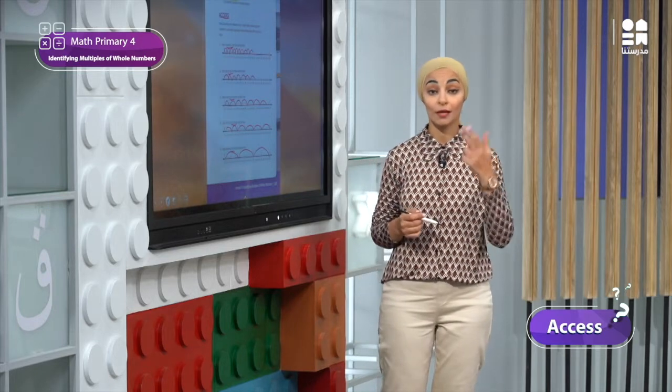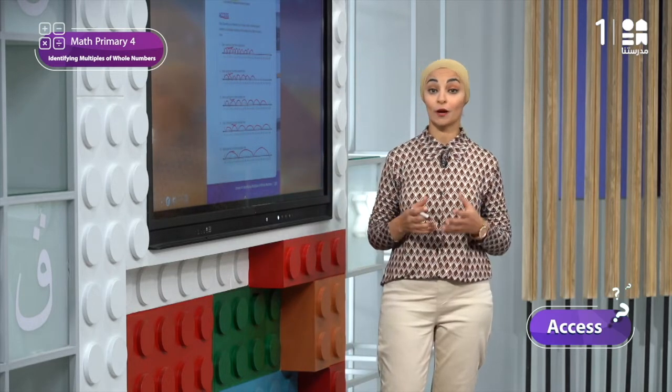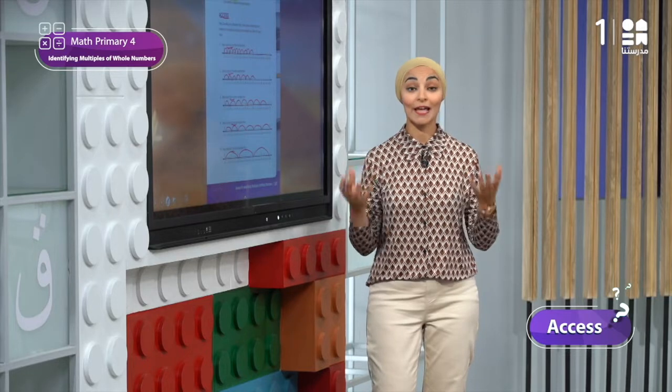Also, please note that when we skip count by a given number, we say that number itself. In the first number line, we said 2. In the second number line, we said 3. And also, in the third number line, we said 4. Why? This is because when we multiply any number times 1, the answer will be the same number.